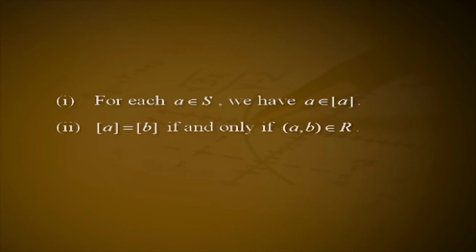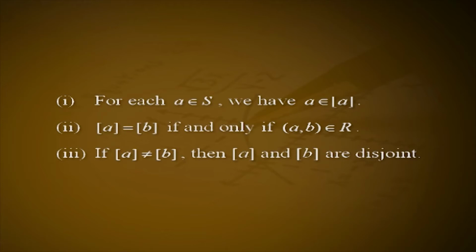The fundamental property of an equivalence relation and its quotient set is given in the following theorem. Theorem 5. Let R be an equivalence relation on a set S. Then the quotient set S/R is a partition of S. Proof. Specifically, we have to show that: 1. For each a belongs to S, we have a belongs to [a]. 2. [a] is equal to [b] if and only if the ordered pair (a, b) belongs to R. 3. If [a] is not equal to [b], then [a] and [b] are disjoint.